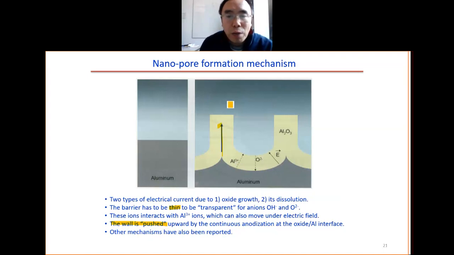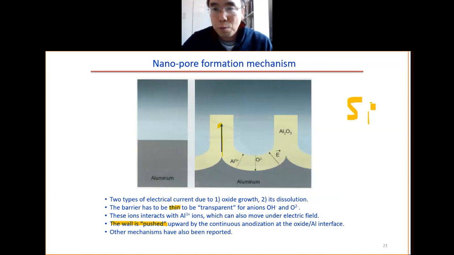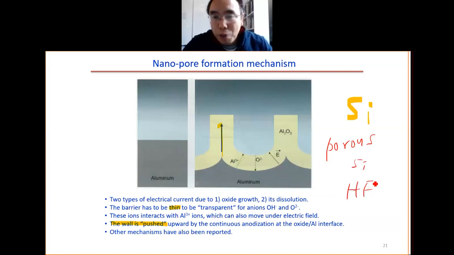This is one mechanism for the aluminum oxidation process, but it is not so clear. For example, we work with silicon. Can we do something similar for silicon? This will not work the same way. For silicon, you can also do anodization, and what you get is porous silicon. You use HF, hydrofluoric acid, as the electrolyte, and you get a porous silicon.